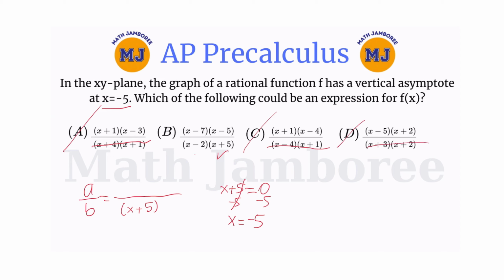This has also a vertical asymptote at x equals 2, but B is still the answer because they didn't say only a vertical asymptote at x equals -5. That's why we can still accept choice B for this specific question.